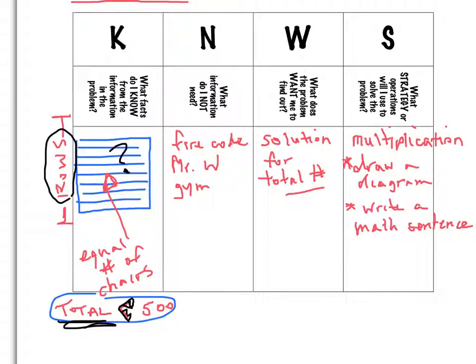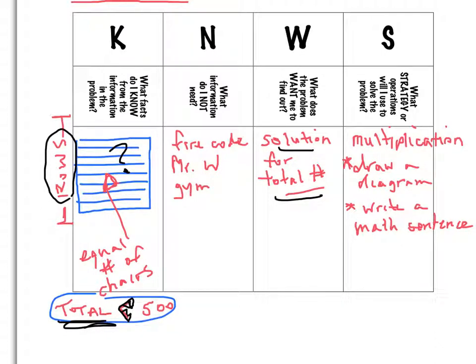Now, what does the problem want me to find out? It's not actually asking me for an exact number. Is this a question that I can give an exact solution for? Why not? A lot of people are saying no. Why can I not give an exact solution? Miss Stacy, why not? There's no specific numbers. It's not asking me for the total. What is it asking me to do? It's asking me to provide some sort of solution to figure out what the total would be.